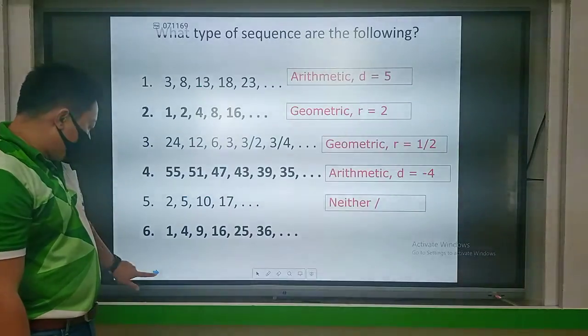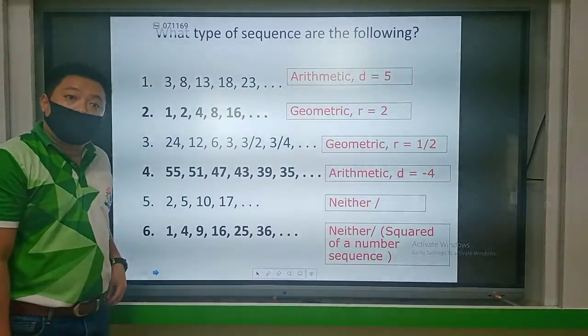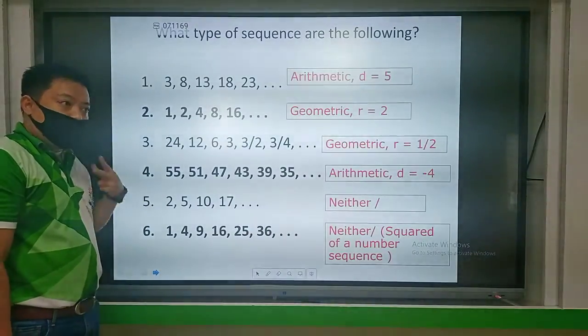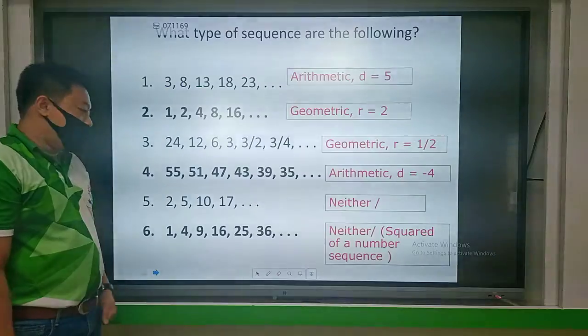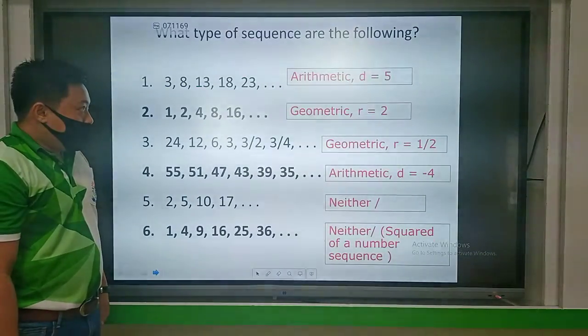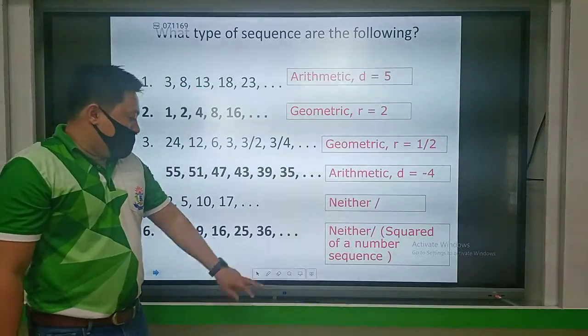Number 6 is also neither, because this is the square of a number, right? 1 squared is 1, 2 squared is 4, 3 squared is 9, and so on. So this is neither a geometric sequence nor an arithmetic sequence. Okay, so what's next?